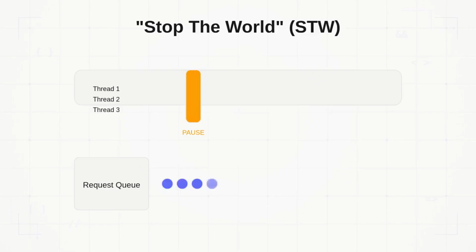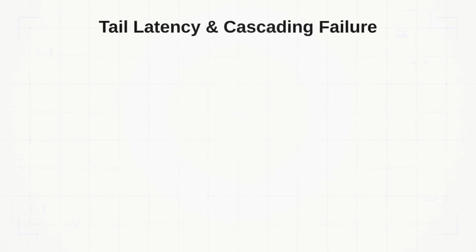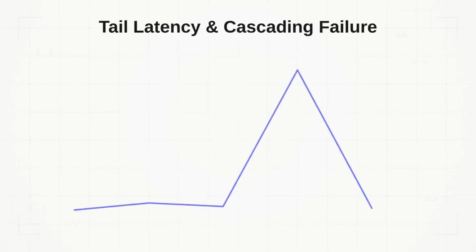In high-throughput systems, even a 100-millisecond pause can cause thousands of requests to queue up, leading to a massive traffic jam. In high-scale environments, we don't just care about average latency. We care about the tails, the P99 and P99.9. While 99% of your users might see a 10-millisecond response, that one unlucky user caught in a GC pause might wait 500 milliseconds or more.